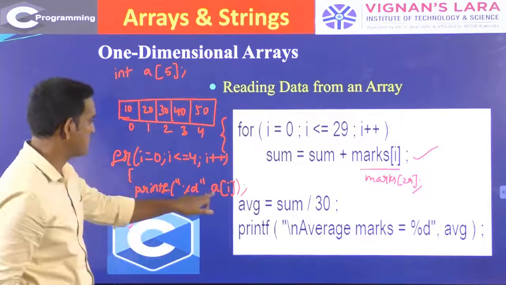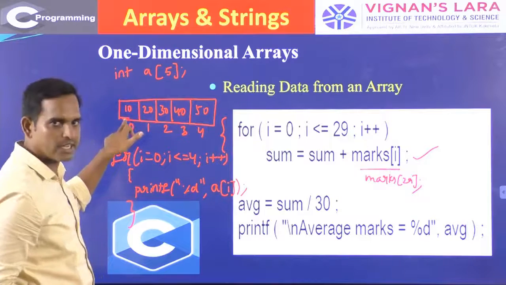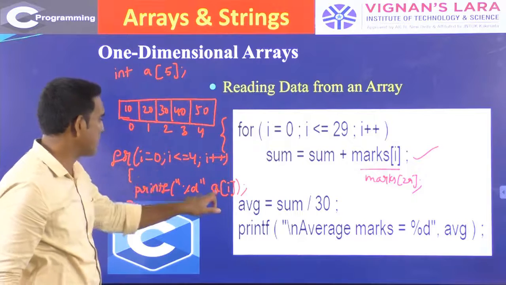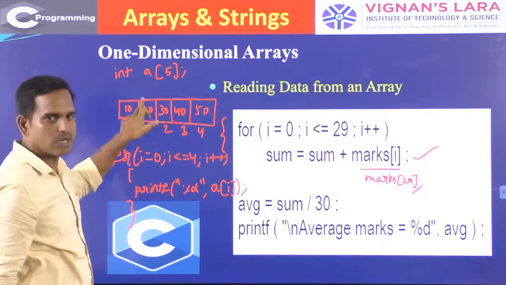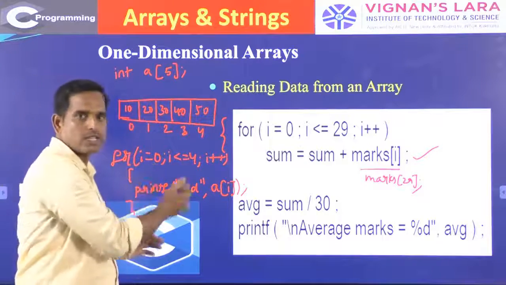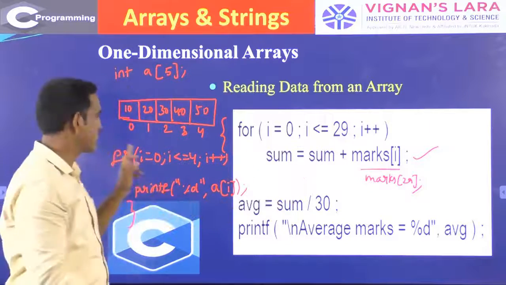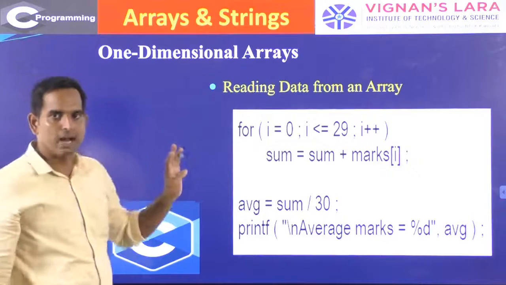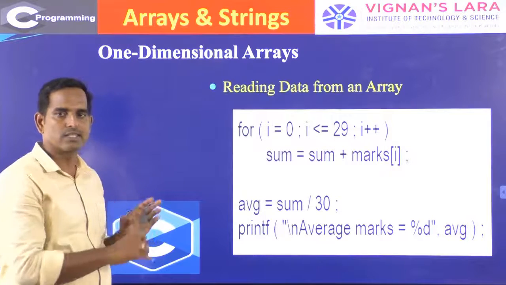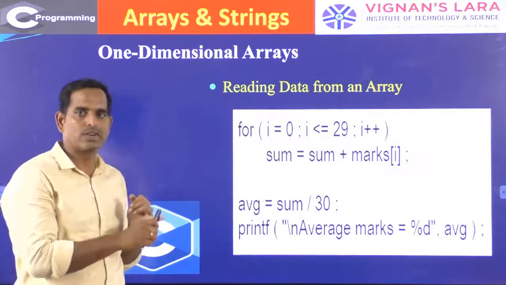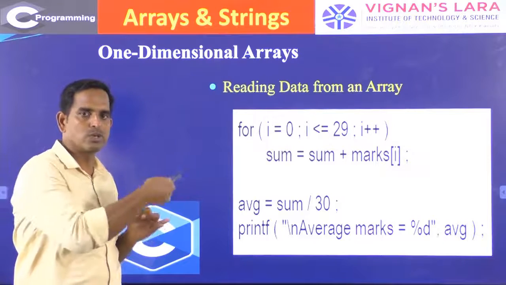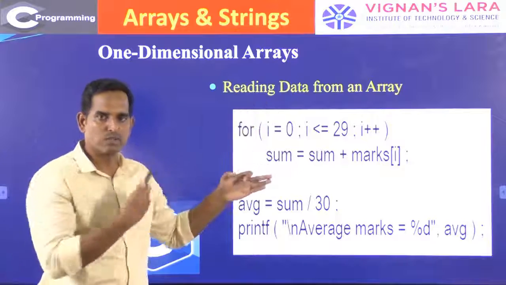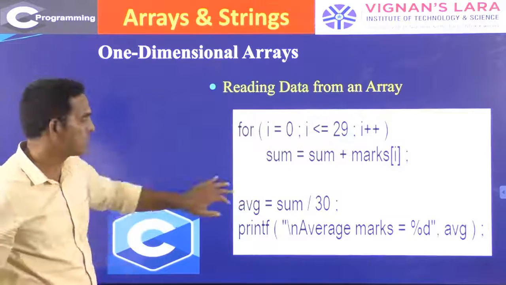So when your I value is 0, A of 0 will be printed. A of 0 means 10 value will be printed. When your I value is 1, A of 1 will be printed, that is 20 value will be printed. Like this, you can access all the elements in your array from 0 to n minus 1 index. So these are the three parts you have to understand while using arrays. That is, you should be able to declare your arrays, then give data into those arrays, and third, read data from those arrays or print those values in the array.